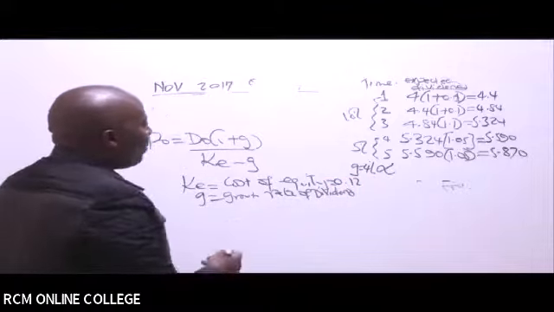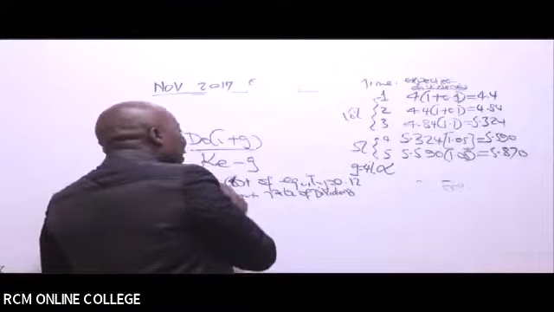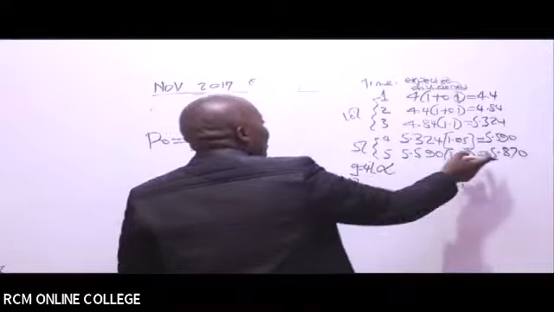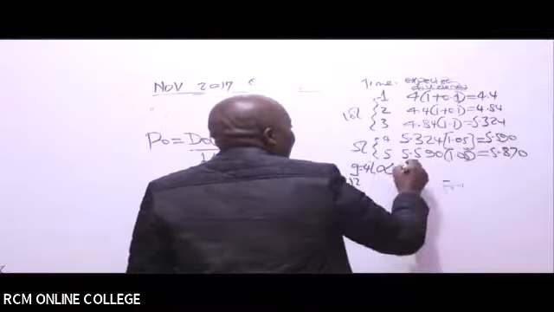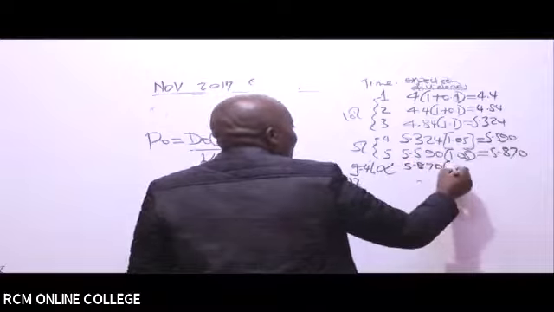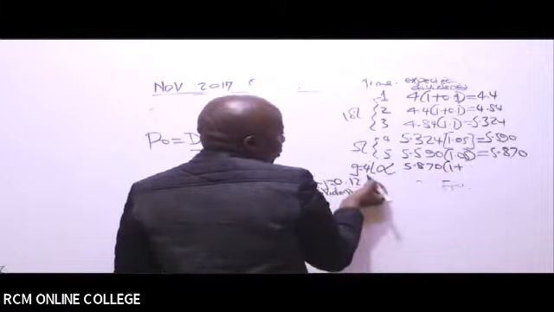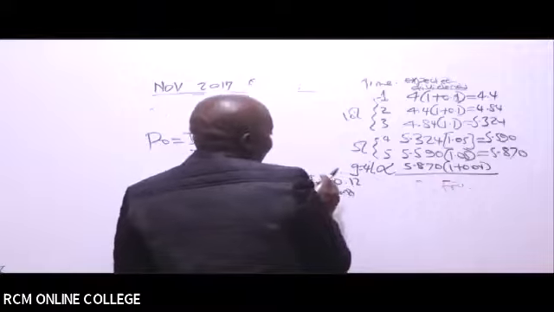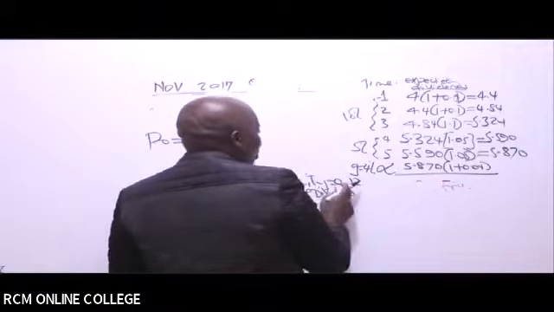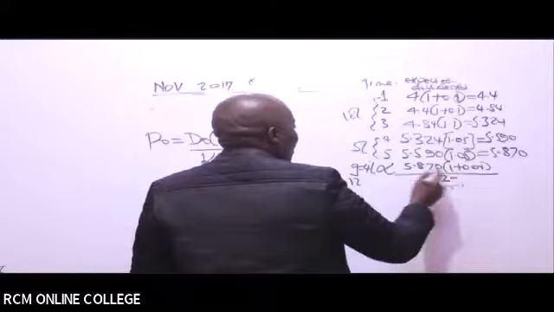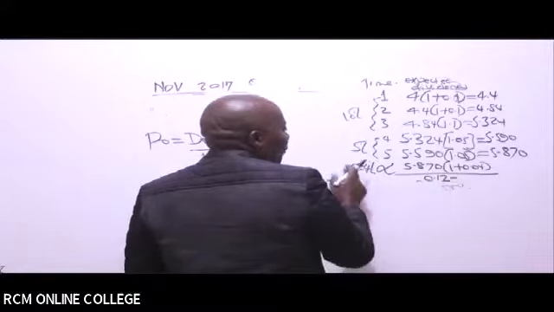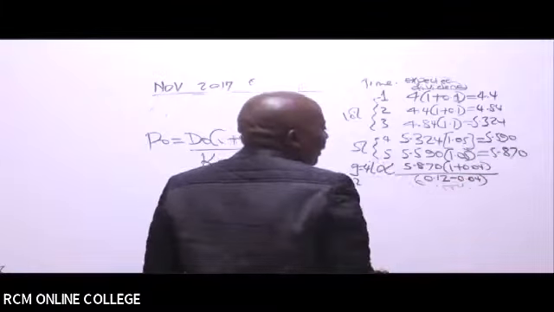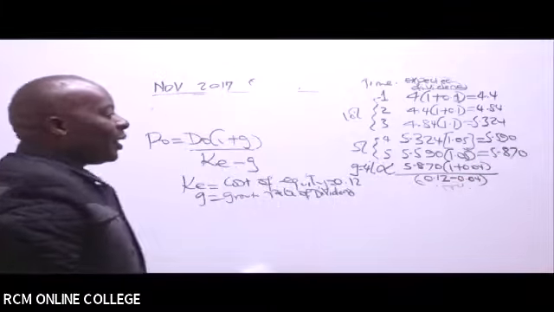So now remember, I'm using this formula to value my infinity cash flow. How do I do it? Remember now my D0, the most recent, is this one here. So it will be 5.870 times 1 plus the infinity growth rate, 0.04, all over the cost of equity, 0.12, minus the infinity growth rate, 0.04. That's how we value the infinity cash flow.